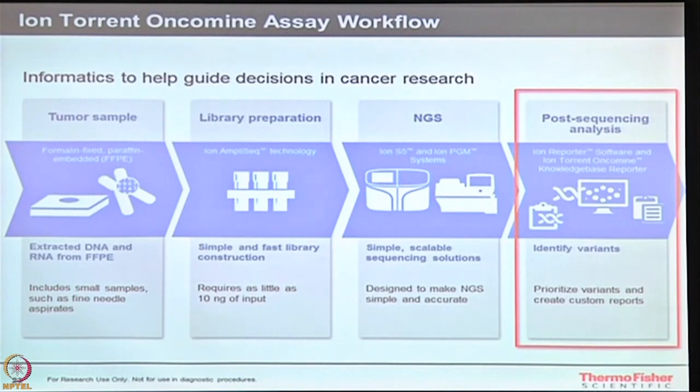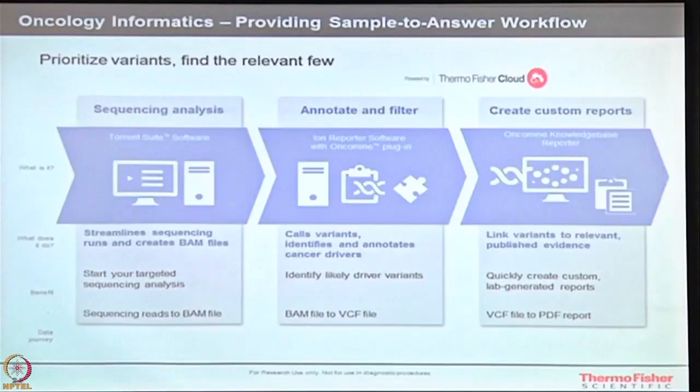You have something called a tumor sample. You take it further, prepare your library, do your sequencing, and then you do certain analysis. The analysis would be the Ion Reporter analysis: understand the variant information and get the results from there. This Ion Reporter also has information regarding the driver variant. Okay, so these driver variants are recorded in Ion Reporter, as well as pushed up into the tool called Oncomine Knowledge Reporter.